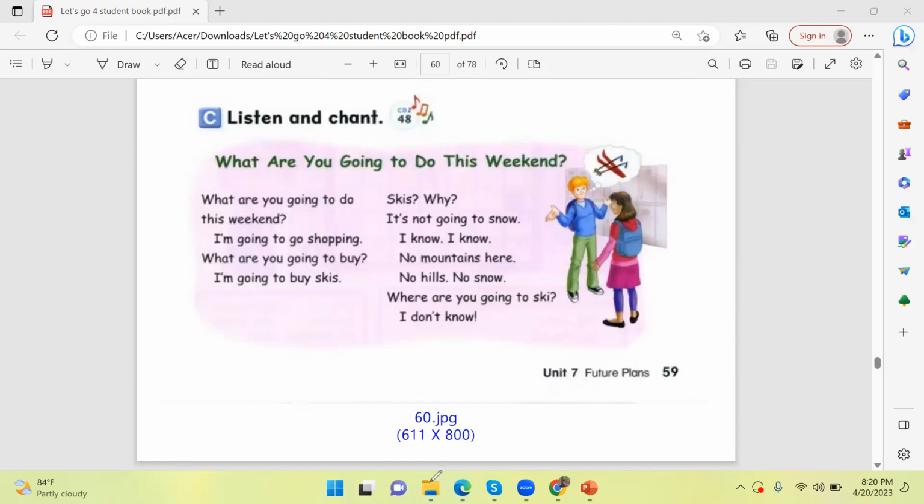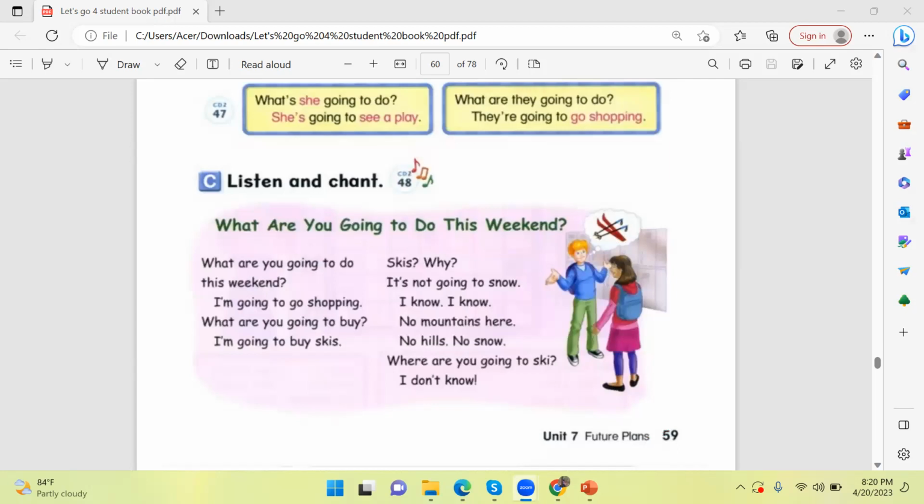What are you going to do this weekend? I'm going shopping. What are you going to buy? I'm going to buy skis. Is he not going to swim? No mountain here. Okay, very good.